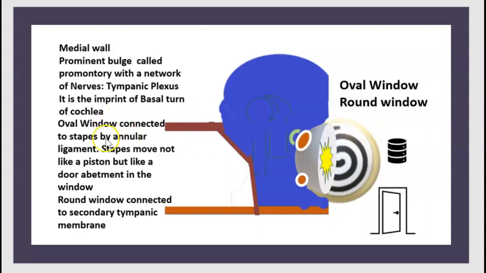The oval window connects to the stapes by the annular ligament. The stapes moves not like a piston, but like a door abutment of the window. The round window is connected to the secondary tympanic membrane.